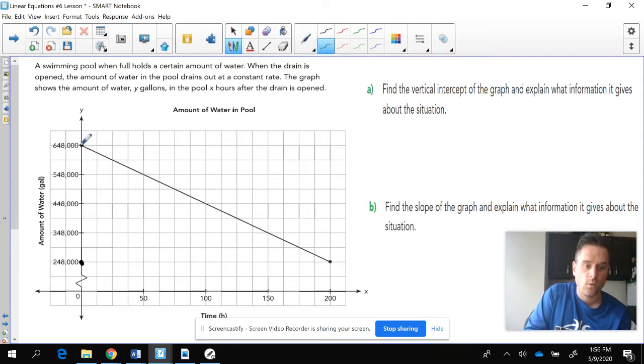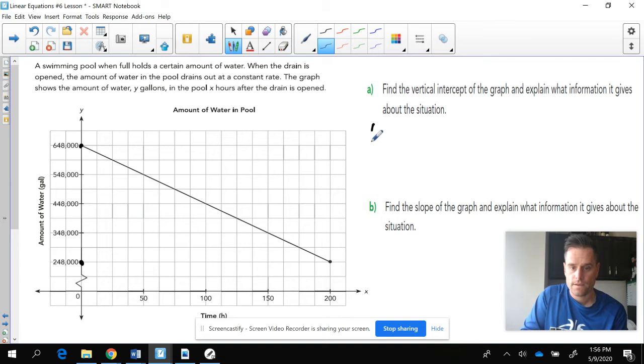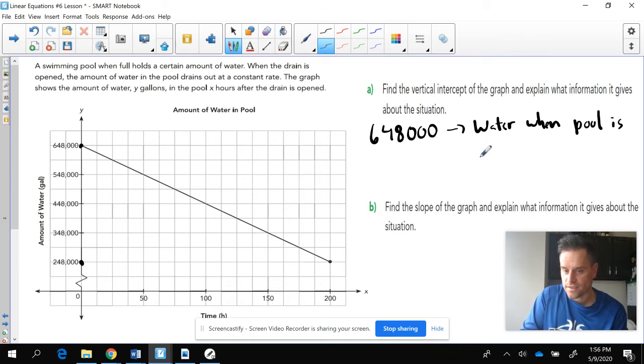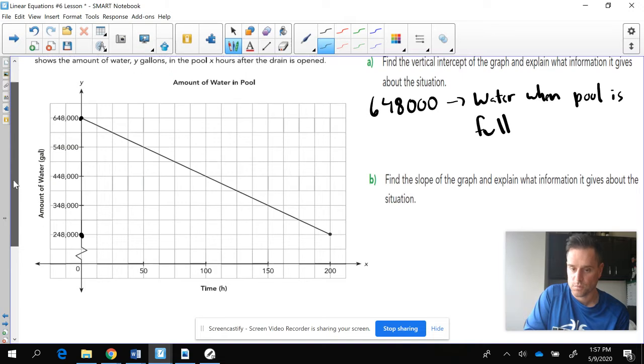We can find the y-intercept, and that is 648,000. That's the y-intercept. But what does this number stand for? Well, if we read at the very top, that is the amount of water it has in the very beginning. So it is the water when the pool is full. You could say this in other ways, right? You could say the starting amount of water, a variety of different words here, anything that has to do with the water when the pool is completely full.